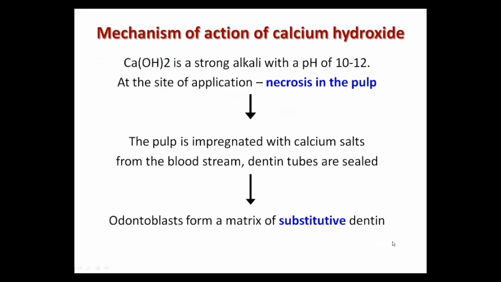Mechanism of action of calcium hydroxide. Calcium hydroxide is a strong alkali with a pH of 10 till 12 points. At the site of application, there is necrosis in the pulp. Next, the pulp is impregnated with calcium salt from the bloodstream, and dentin tubes are sealed, and odontoblasts form a matrix of substitutive dentin.